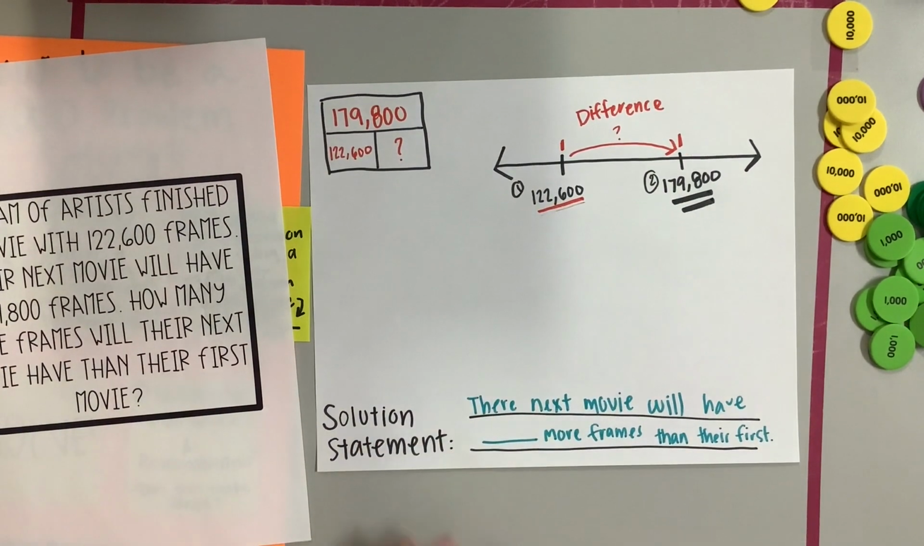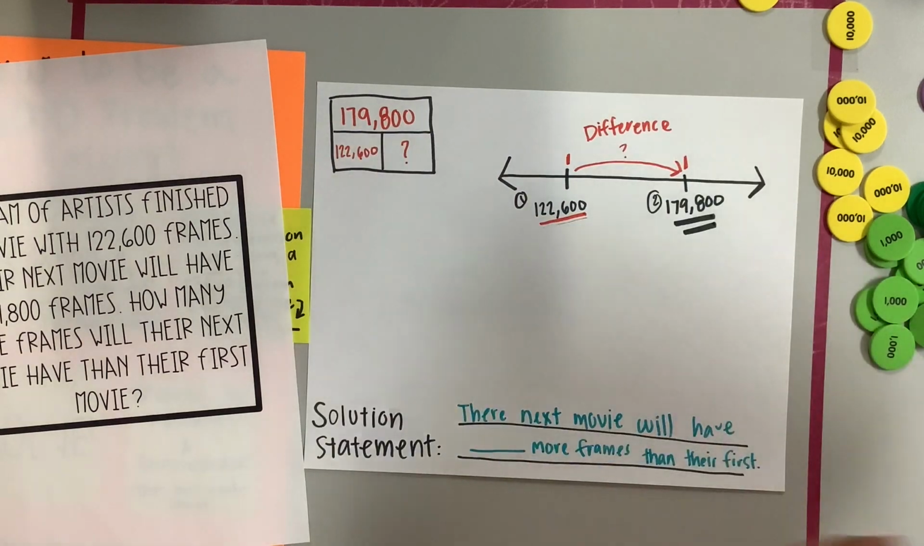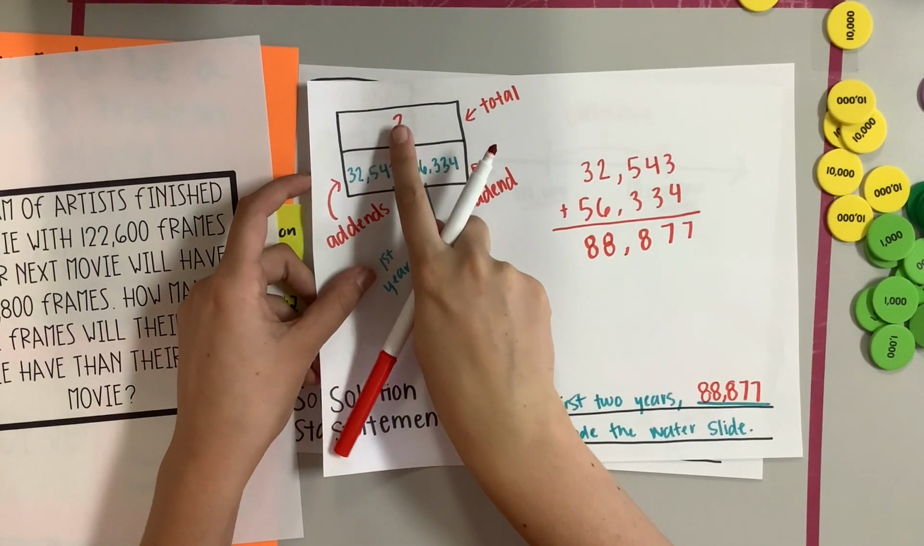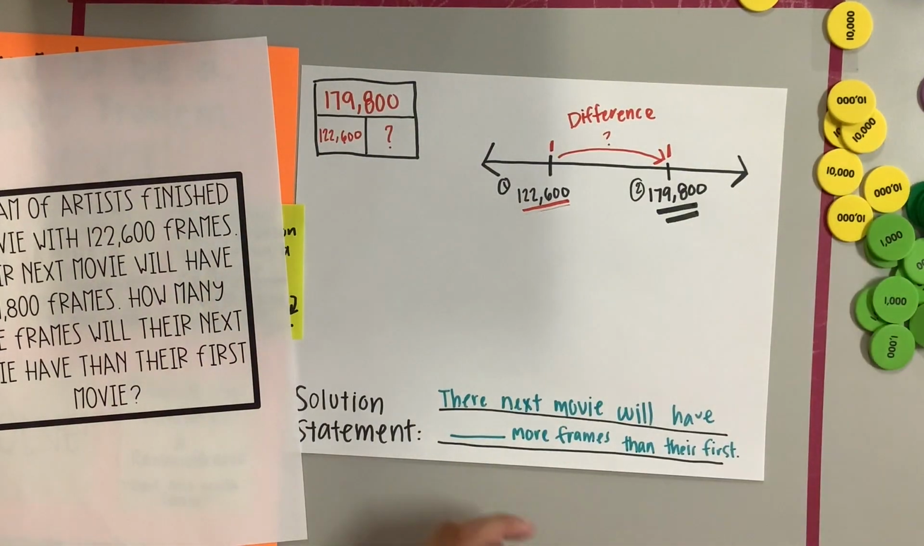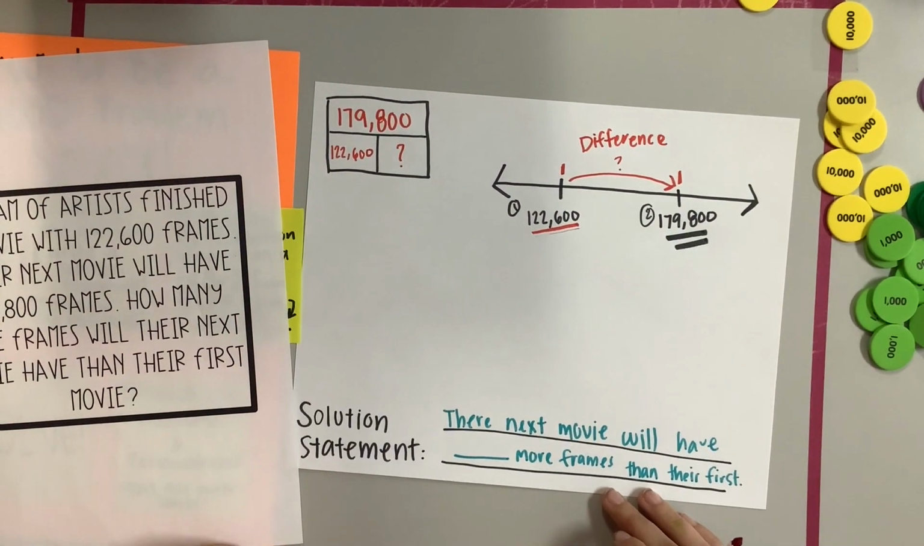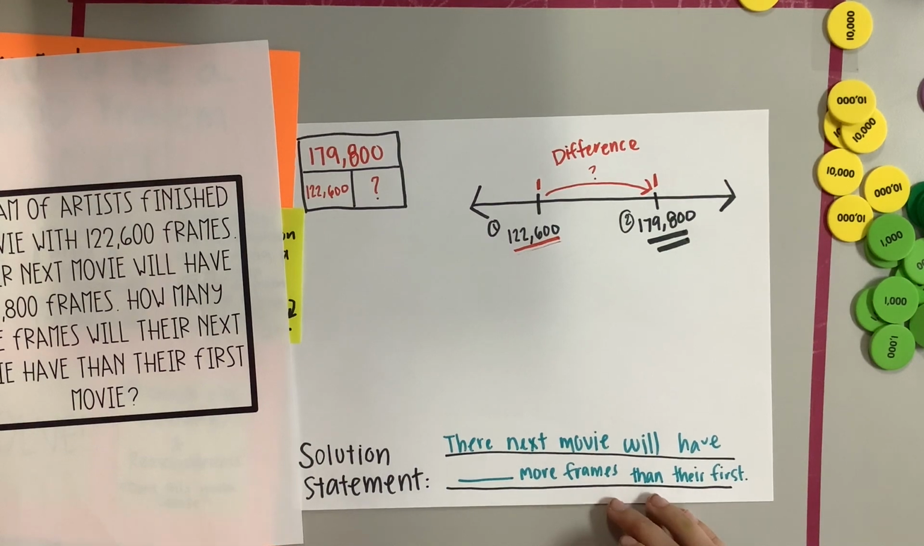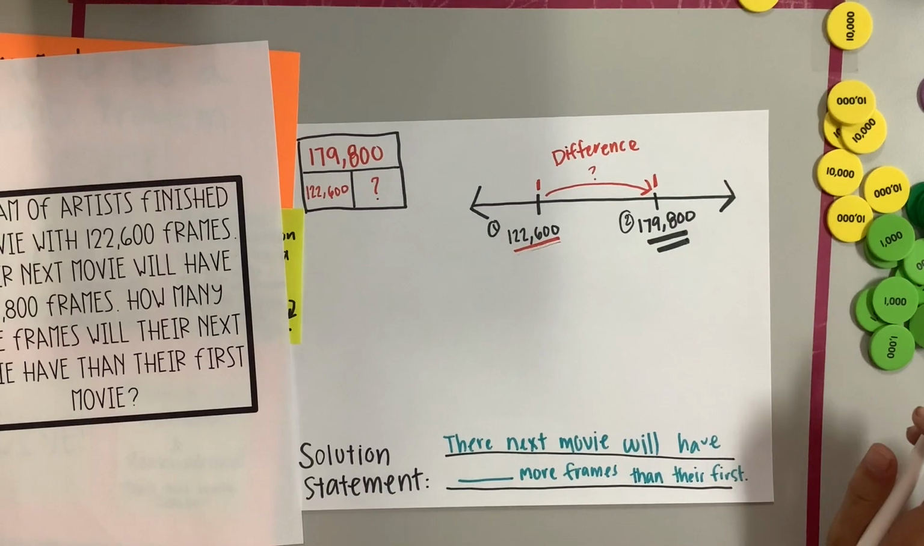So when we were adding, we didn't know what our total was. Remember? We had our add-ins, but we didn't know our total. Now we know the total, but we're missing an add-in. I think we're going to have to do the opposite of addition to solve this. I think we're going to have to subtract. So let's put our numbers on a place value chart and see what that would look like.